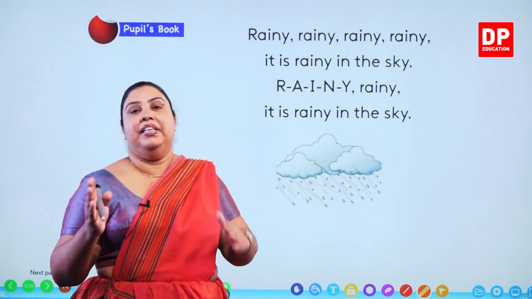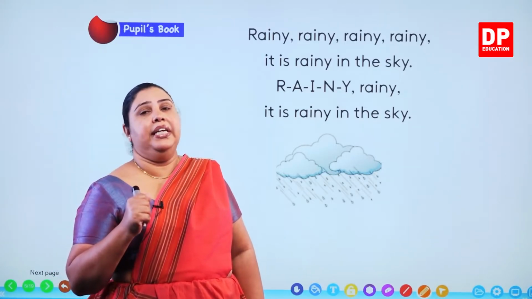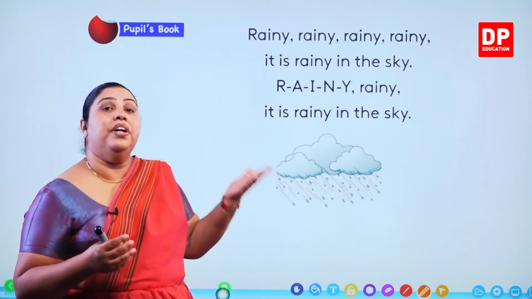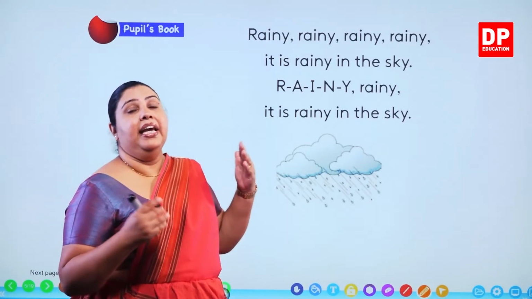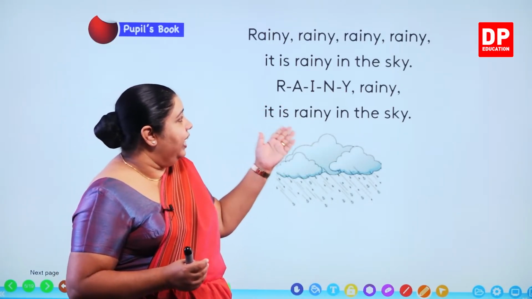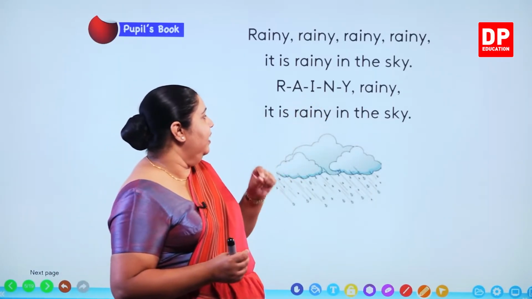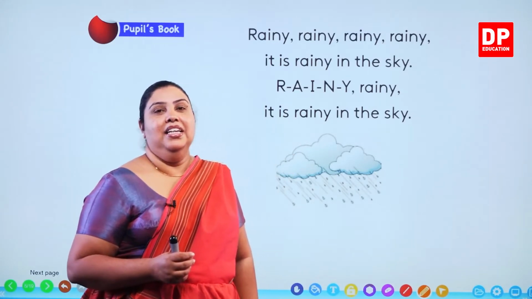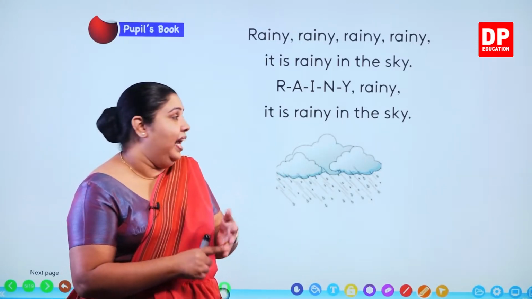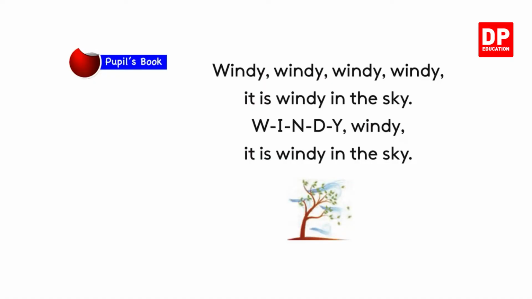So there are different weather conditions in different months, or maybe during the year we can see the change of the weather. So now here we are talking about rain, the rainy day. R-A-I-N-Y. Rainy. It is rainy in the sky. So we have spoken about the sunny day, then we spoke about the cloudy day, and this is the rainy day. Let's see what we have in our next slide.